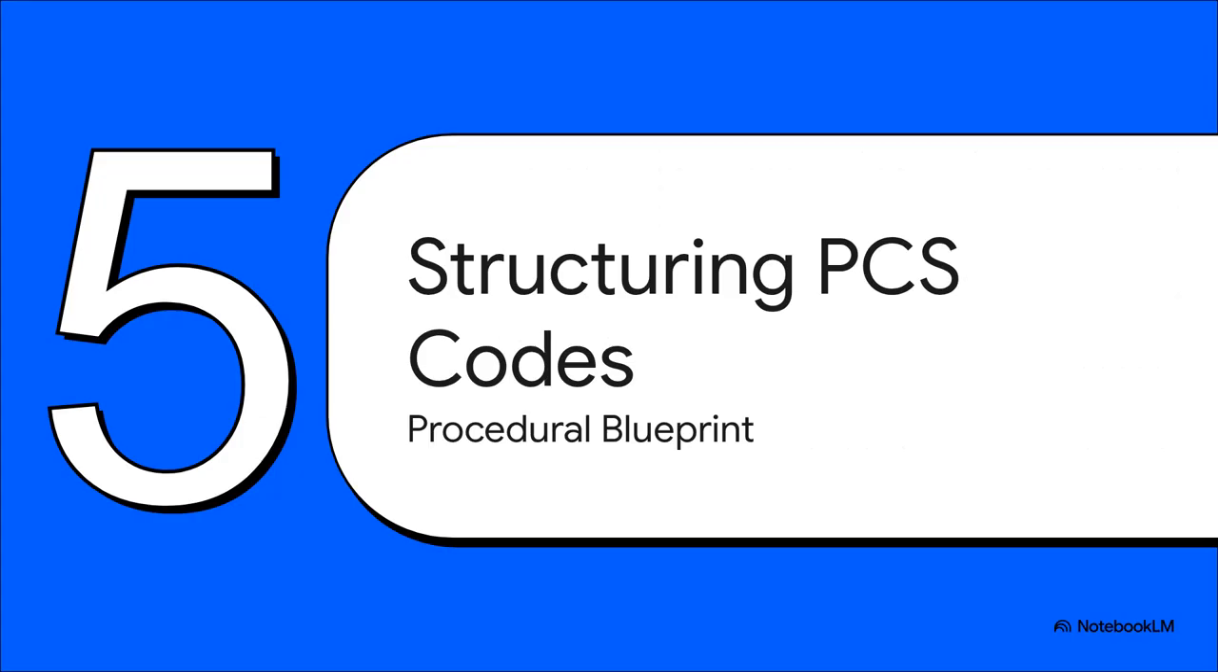Section 5. Structuring ICD-10-PCS codes, the procedural blueprint. Now that we've covered the diagnostic side, we really need to look at the surgical procedures that often drive these hospital stays using the ICD-10-PCS system. Every single ICD-10-PCS code is exactly 7 characters long. Not 6, not 8, exactly 7. It is a highly structured alphanumeric blueprint where every single character represents a specific piece of the procedural narrative.